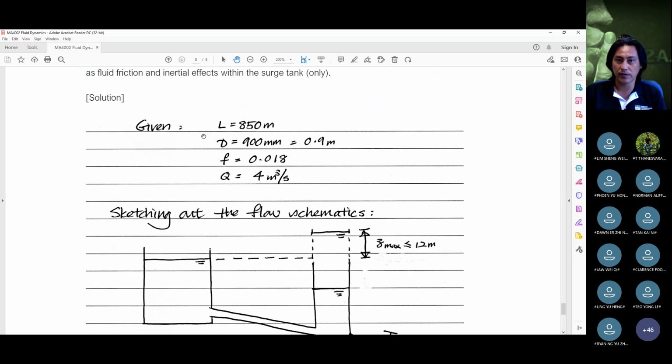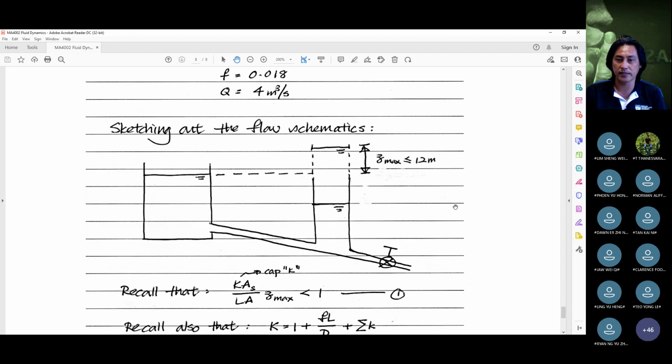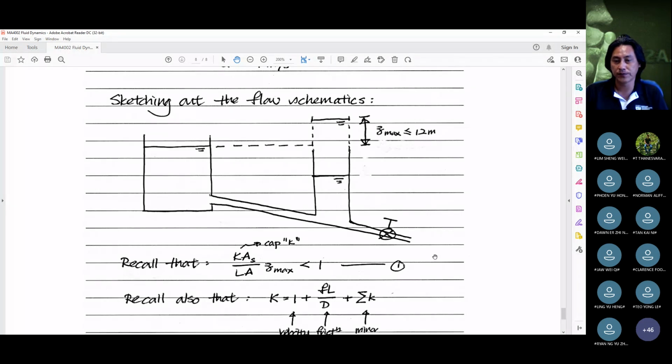Again, list down what we have. We have a pipe length of 850 meters. The diameter of the pipe is 0.9 meters. Friction factor 0.018, that's f, and the flow rate is 4 meter cube per second before the valve is closed. Okay, and this is the scenario that we have. Got a reservoir here, we've got a valve here and the surge tank here. We assume that they are more or less at the same location, so there's no need to do anything to the L. We assume the L from the reservoir to the surge tank is the same as the L from the reservoir to the valve.